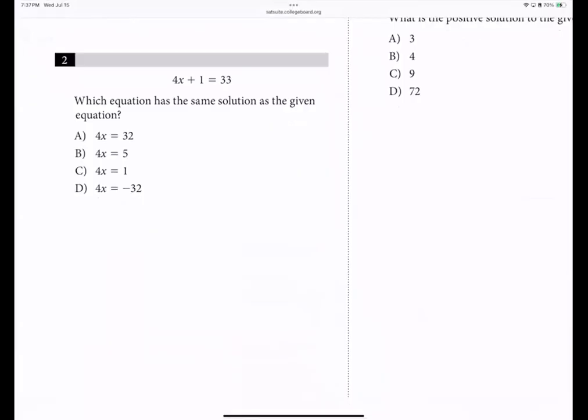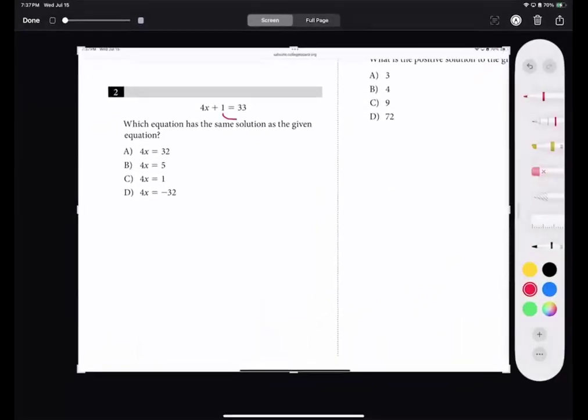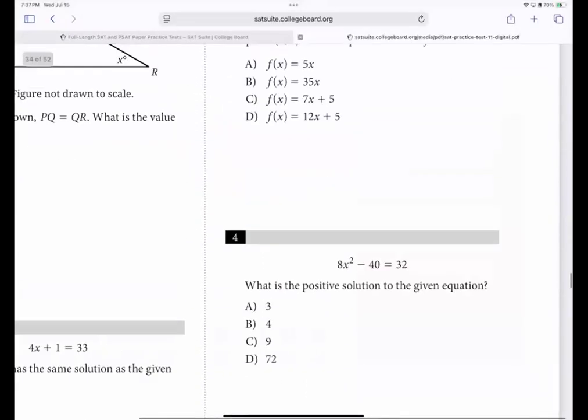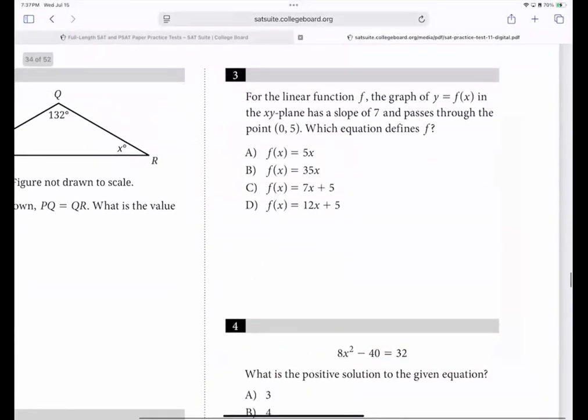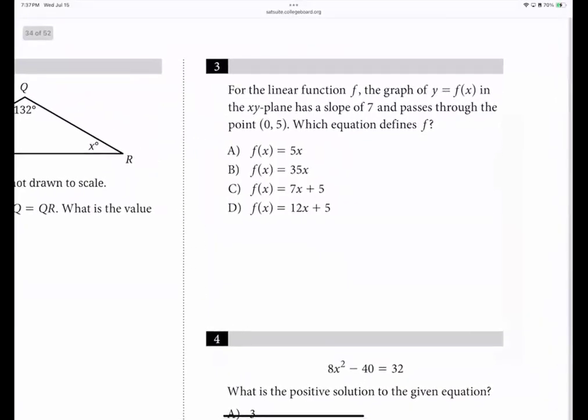This one's just A, right? I'm sorry. Is it A? Yes. 33 minus 1, 32. Super easy. 3. C.